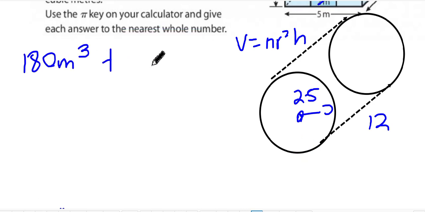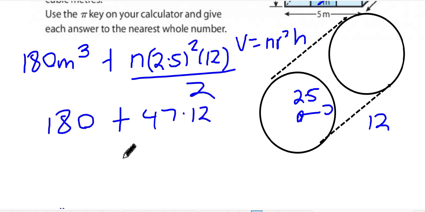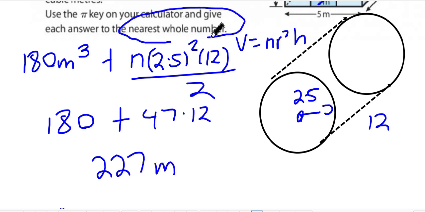So what we're going to do is pi r squared, h, and we're going to divide the answer by 2. 47.12, and then add on the 180. 227.12. No, 227.12.